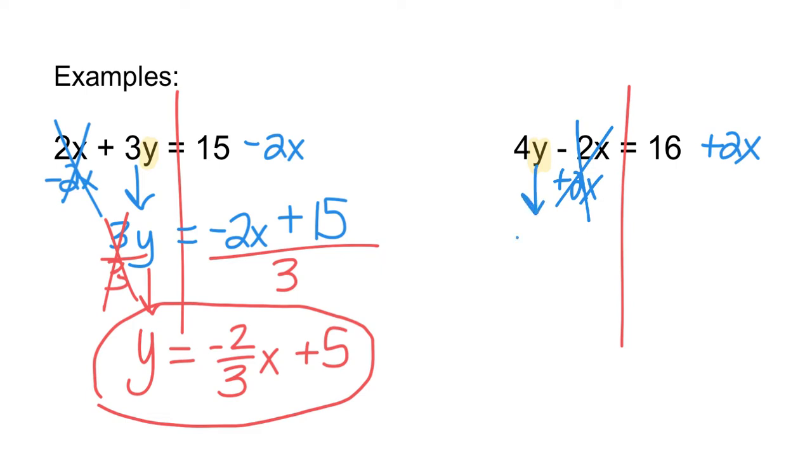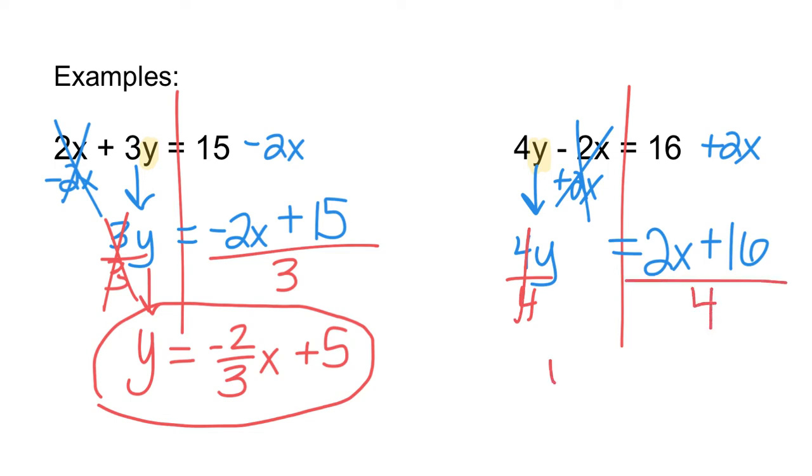So I'll bring down 4y. On the right side of this, 16 plus 2x. I need to move the x to the front and the 16 to the back. Everything's positive, so I'm going to bring 2x to the front, positive 16 to the back. And then I've still got to divide by 4. So y will equal 2 divided by 4 becomes 1/2 or 0.5. 16 divided by 4 is 4.